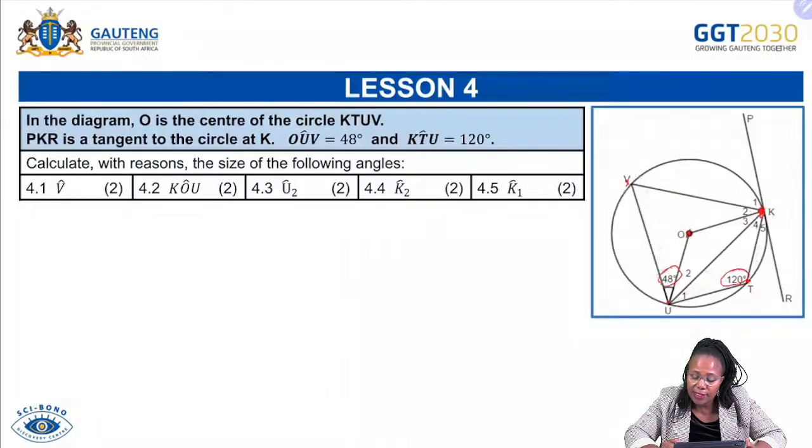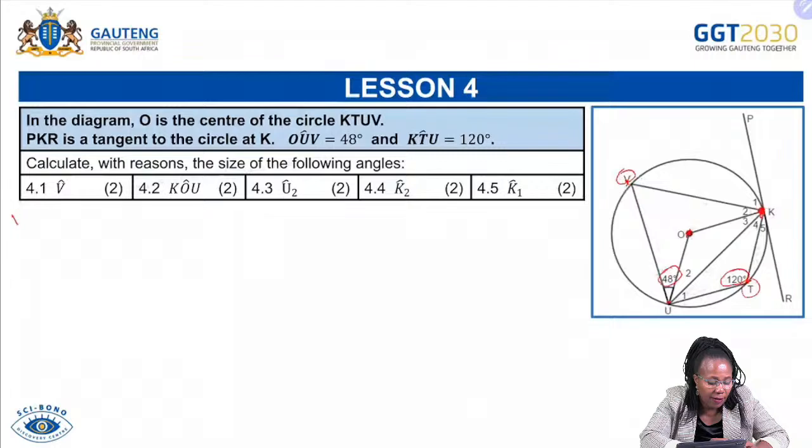Now we see center, we are going to apply center theorem. We see cyclic quad, we are going to apply cyclic quad theorems. We see a tangent, that means we are also going to apply tangent theorems. That means all theorems are possible here. Calculate with reasons the size of the following. Angle V, we want this angle here. And then to find V, can you see its opposite angle T on a cyclic quad?